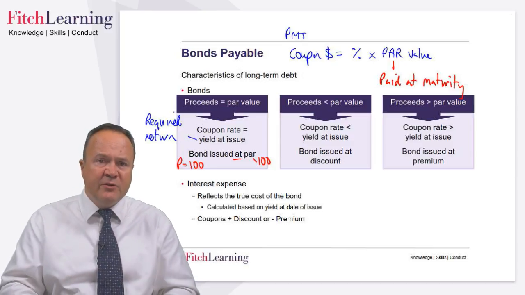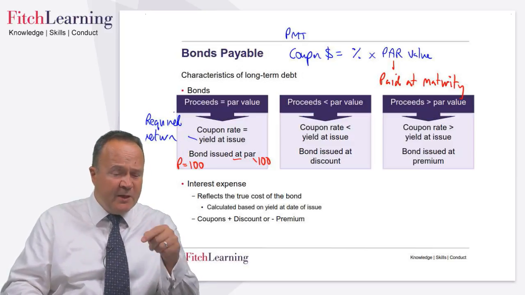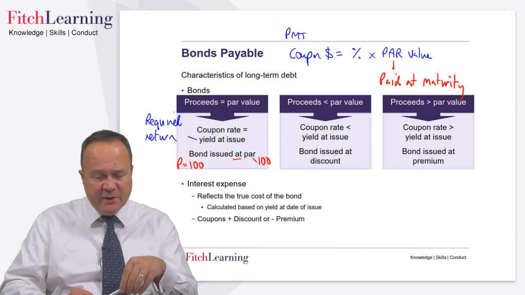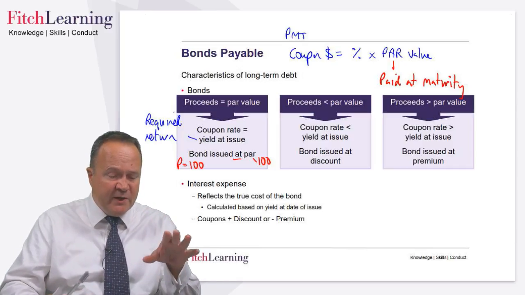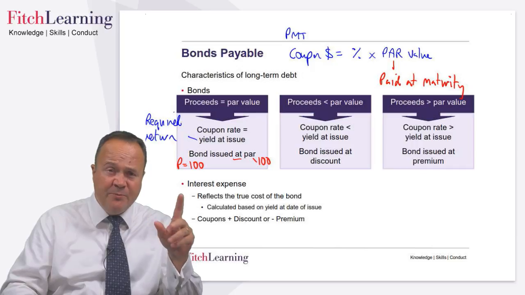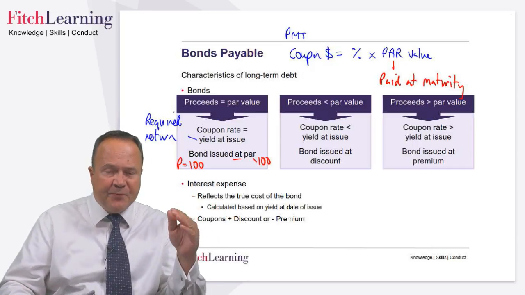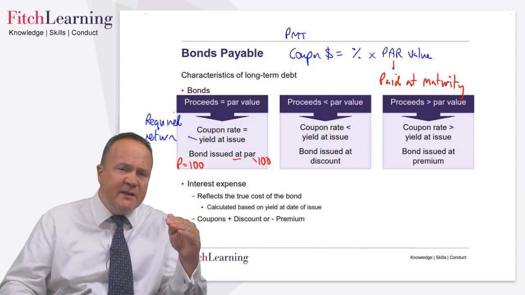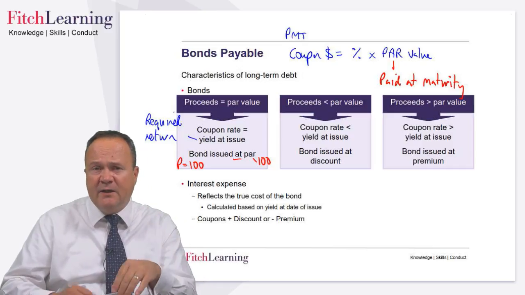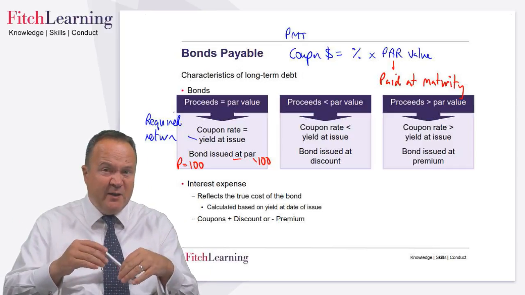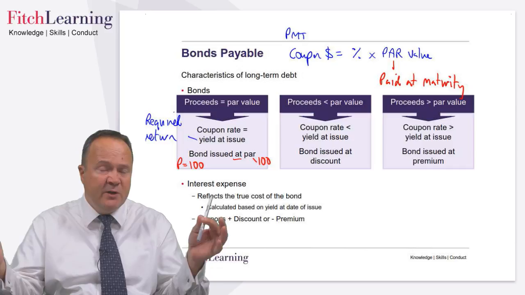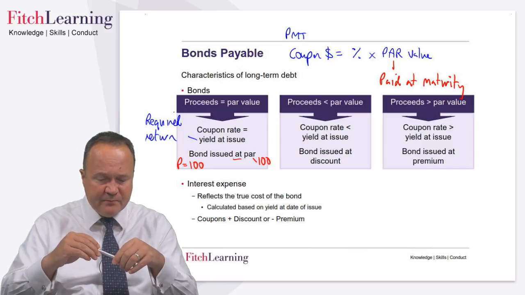Obviously, the yield at issue is the yield that was required by investors when you issued a bond. So if the price is issued at par, it means investors are really quite happy. The coupon rate, let's say 5%, is the rate they need for that particular maturity, that particular currency, that particular issuer, whatever factor you want to analyse.